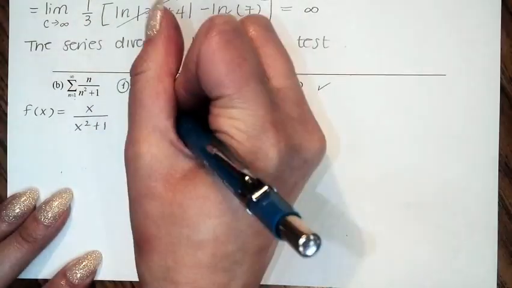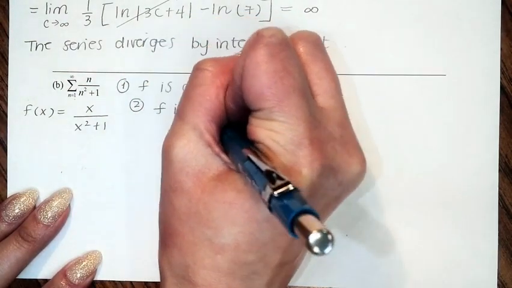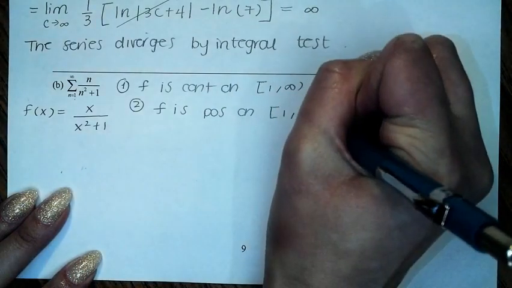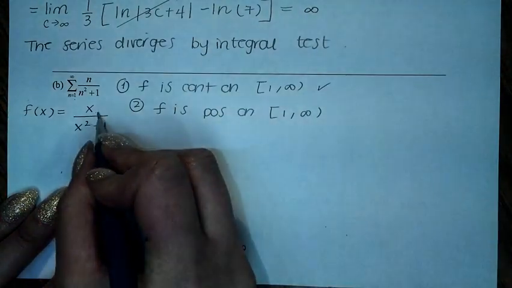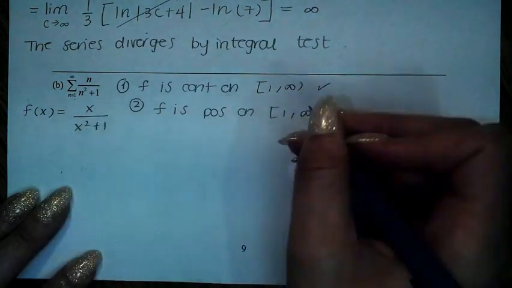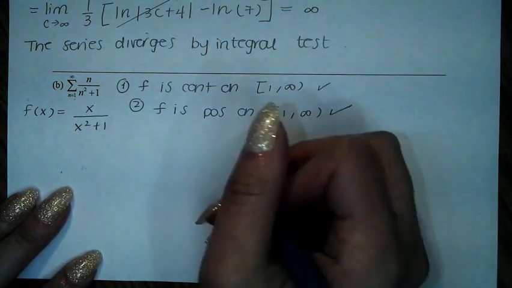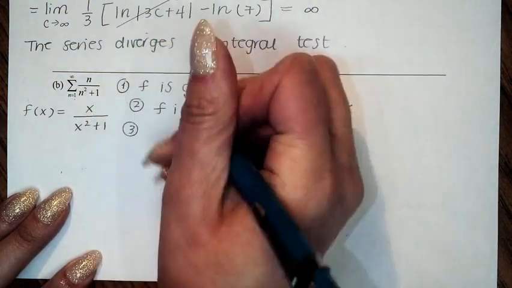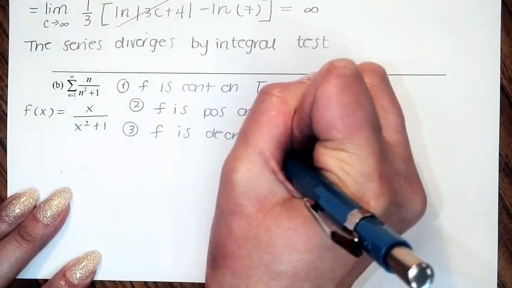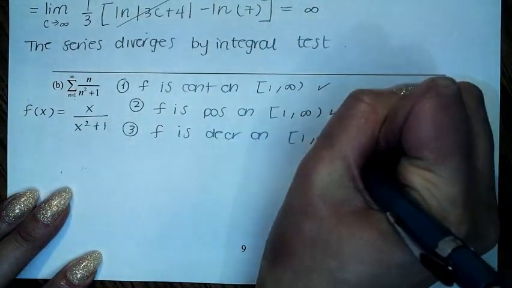Condition number 2: is f positive on the interval 1 to infinity? Ask yourself, if you have a number between 1 and infinity, what do you have? Positive divided by a positive, that's a positive. And then the third condition is: is f decreasing on the interval 1 to infinity?